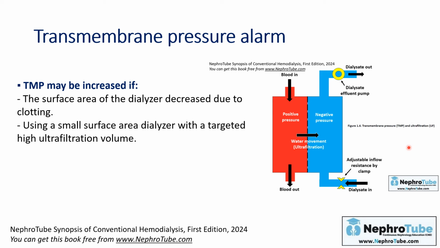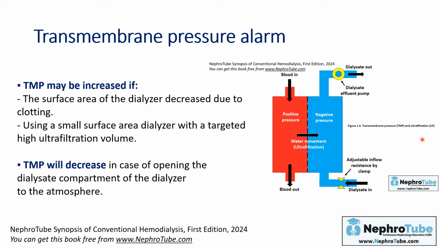The second point that may increase the transmembrane pressure is if you are using a small surface area dialyzer and you are targeting a high ultrafiltration goal. This is the same as if you have a large dialyzer that is clotted. So if you are using a small surface area dialyzer and you need a high ultrafiltration, this will create resistance through the pores and will increase the pressure in the blood compartment.